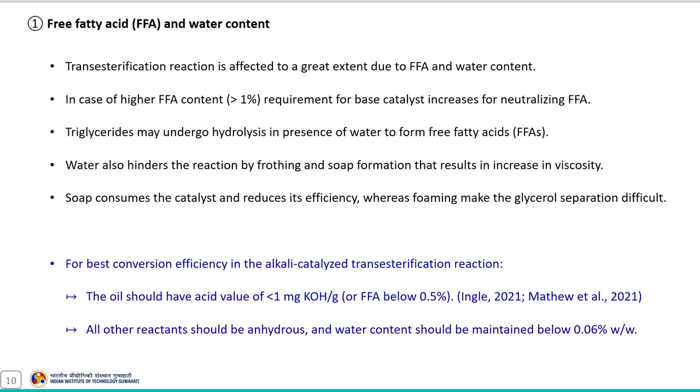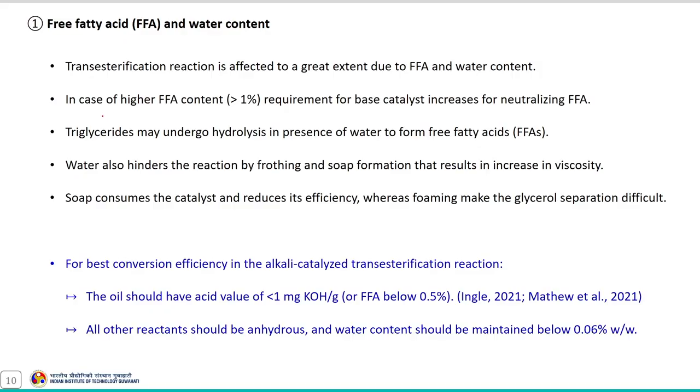The process of transesterification of the oily feedstock material is affected to a great extent by FFA and the water content. If the feedstock material has high FFA content, then the requirement of the base catalyst increases to neutralize the FFA. FFA is nothing but the free fatty acid content in the feedstock material. Even in this transesterification process, the triglyceride may undergo hydrolysis in the presence of excess water in the feed material to form free fatty acid. So, this is also one of the reactions which may occur in the transesterification process. If the water content is high, then the triglyceride may undergo hydrolysis to form free fatty acids.